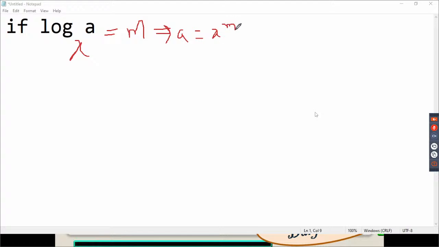Write down next one. Logarithms can be defined for non-zero positive values.